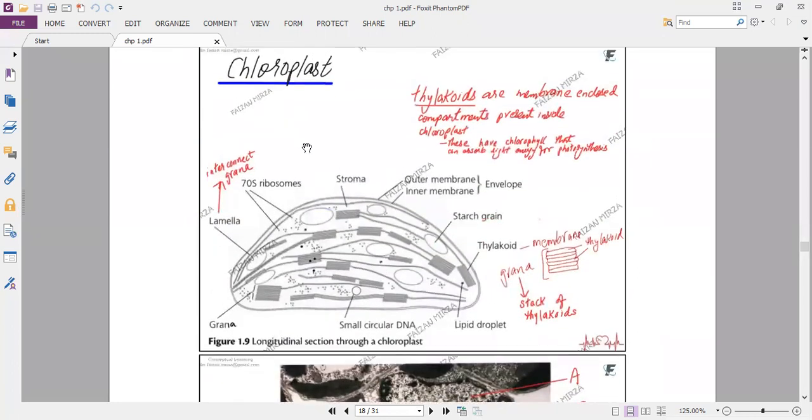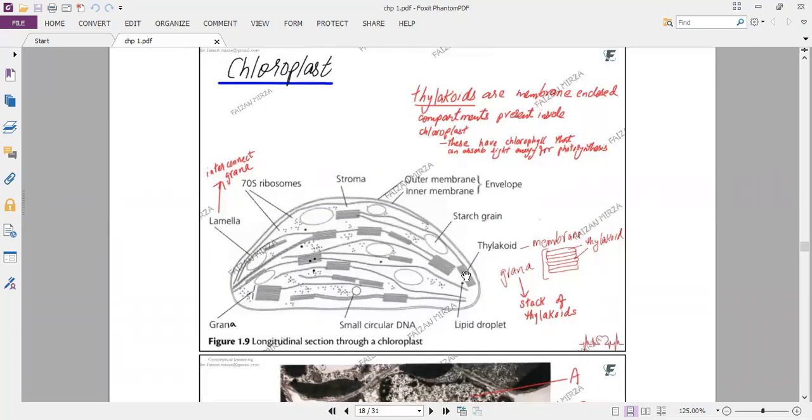The chloroplast, when you come to it, is the third structure of the cell, which basically has two membranes, the outer and inner membrane. This is referred to as the envelope. Then there is a starch grain. Why would a chloroplast have a starch grain? Because the glucose that it makes can be converted into starch for storage.